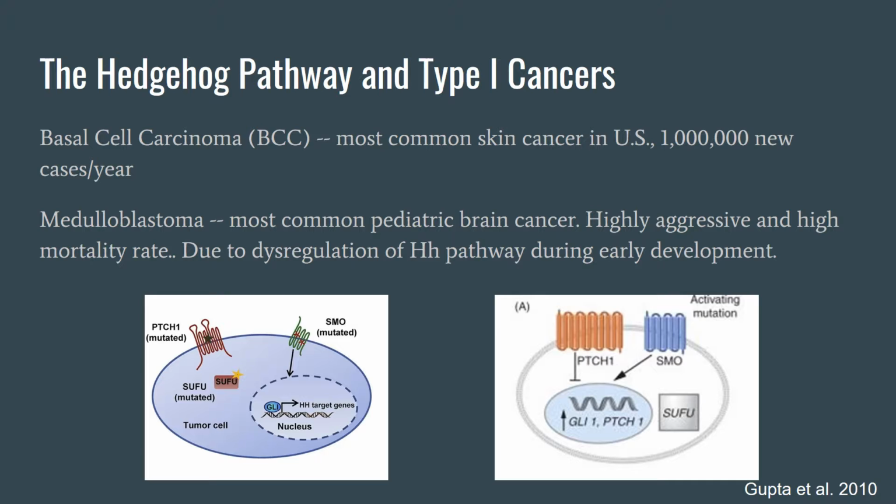Usually, the PTCH1 receptor inhibits SMO when there is no signal, and releases SMO when there is a signal. But when PTCH1 is mutated so that it no longer inhibits SMO, even without a signal, it causes the cell cycle and differentiation genes to be constantly transcribed. Similar effects occur when SMO is mutated to be continuously on.